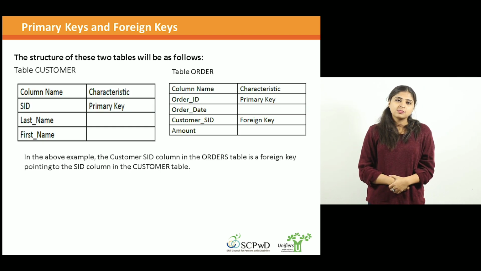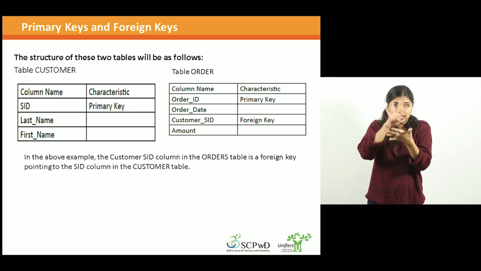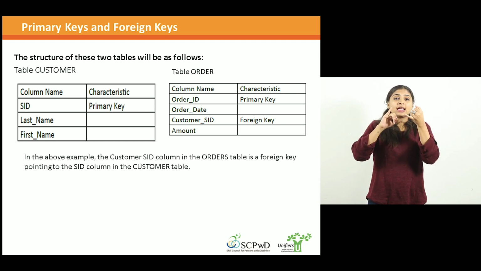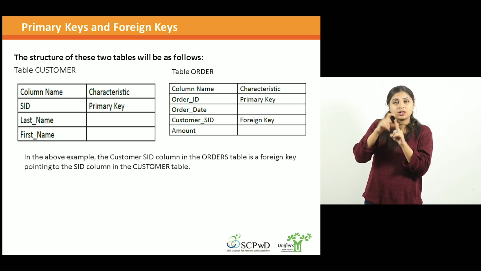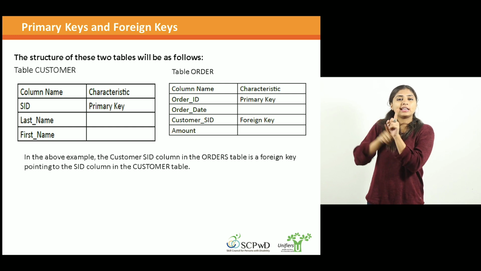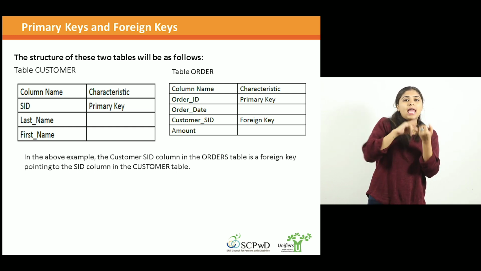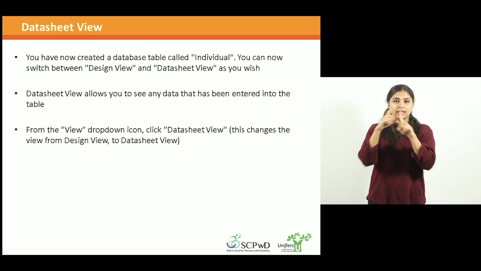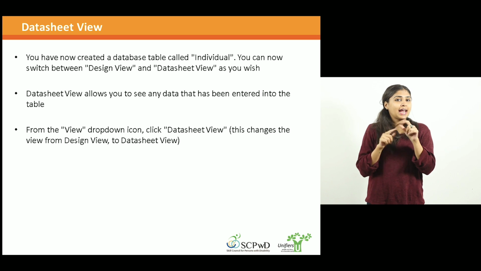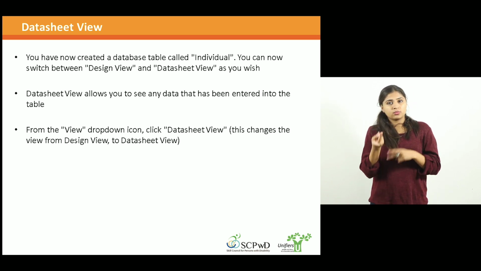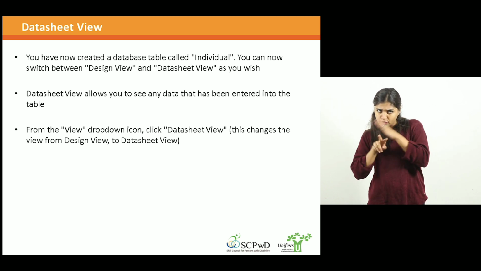The structure of these two tables will be as follows: table customer, table order. In the above example, the customer SID column in the orders table is the foreign key pointing to the SID column in the customer table. Datasheet view. You have now created a database table called individual. You can now switch between design view and datasheet view as you wish.